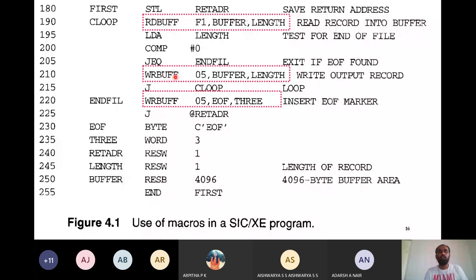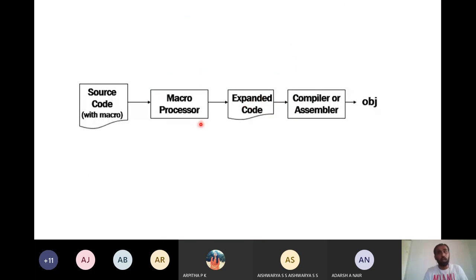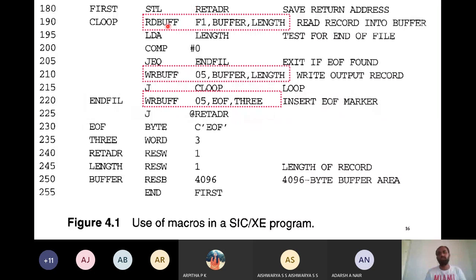So when you give that as an input to the macroprocessor, the expanded code will be produced as an output from the macroprocessor. How many expansions are there in total? There are 3 expansions: one for the read buffer and 2 for the write buffers with different arguments. That is what is going to happen. Now let me show that as well.